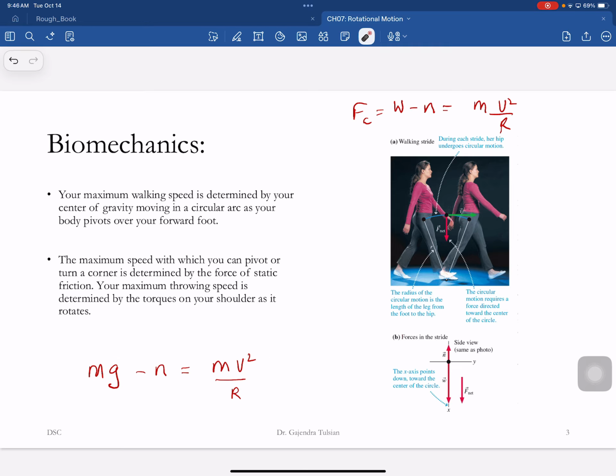So your steps become lighter. You're not pressing against the ground as hard. This becomes small. What is the smallest it can become? The smallest it can get is 0. That'll tell you the fastest walking speed. And your fastest walking speed is about 4 miles an hour.